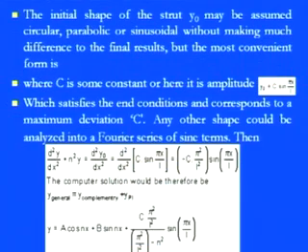The initial shape of the strut y0 may be assumed to be circular, parabolic or sinusoidal without making much difference to the final result, but the most convenient form, in terms of c, is y0 equals c times sine of pi x over L, which satisfies the end conditions and corresponds to a maximum deviation at point C. Any other shape could also be analyzed by a Fourier series. Then d2y over dx square plus n square y equals d2y0 over dx square.